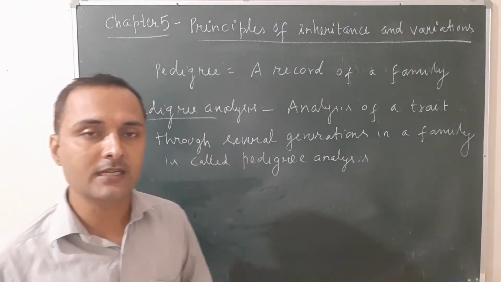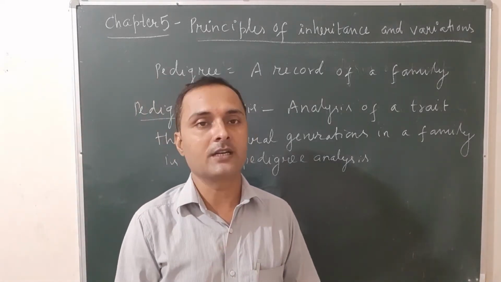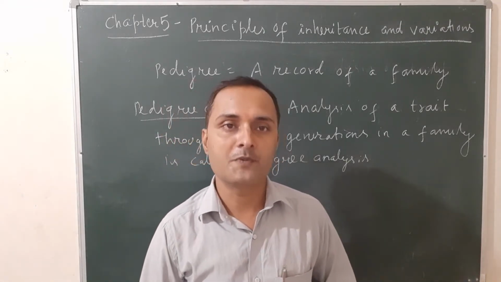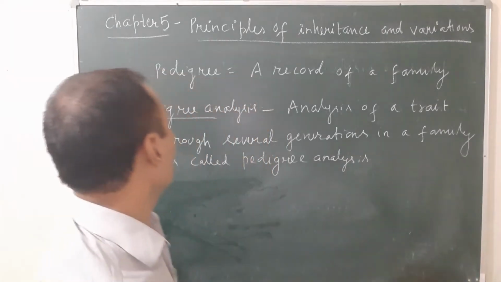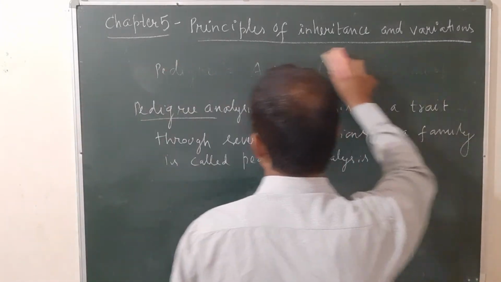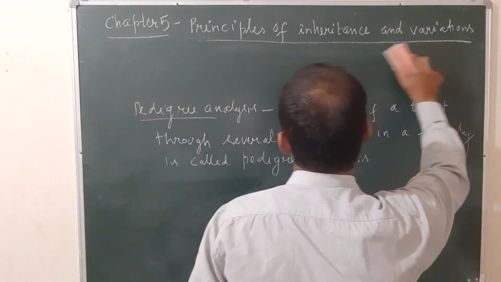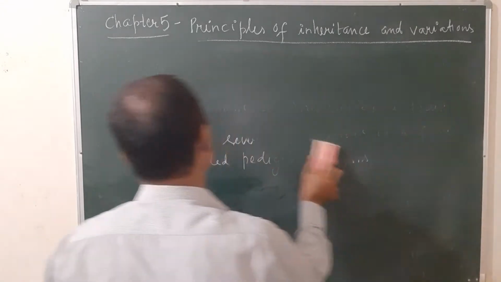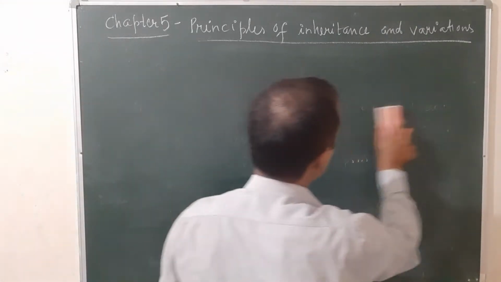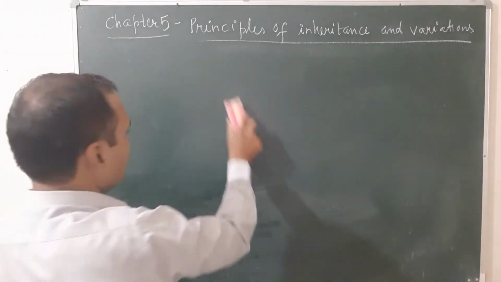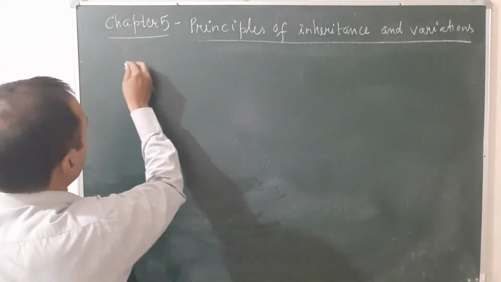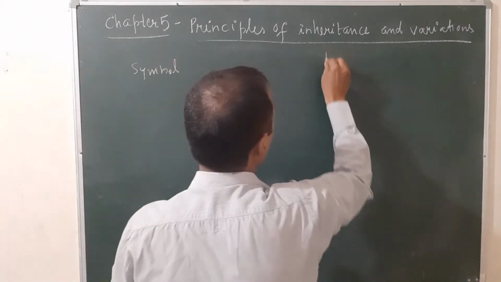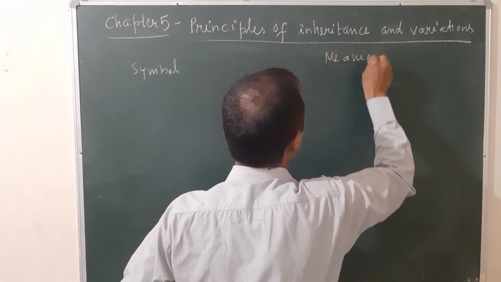So in this analysis we study how a disorder, how a disease is transmitted from the parents to their offspring. Then you have to know that in pedigree analysis there are some symbols used. Let us see the symbols and their meaning. So here you can write symbol and here meaning.